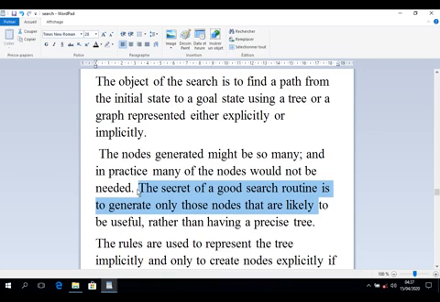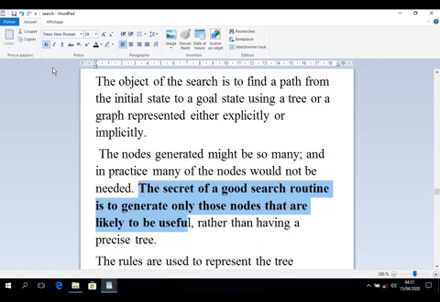Each search process can be considered to be a tree traversal or graph traversal. So that is tree traversal, graph traversal. What is the meaning? It means visiting all the nodes in a graph or in a tree, following a specific strategy. The object of the search is to find a path from the initial state to the goal state using a tree or a graph represented either explicitly or implicitly.